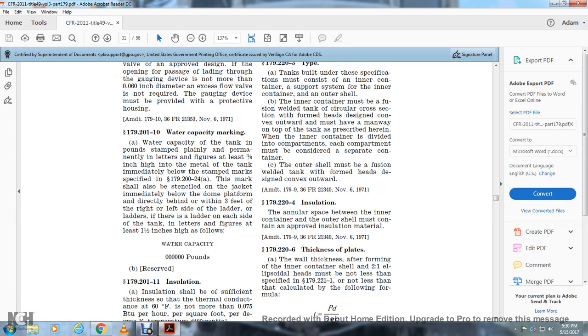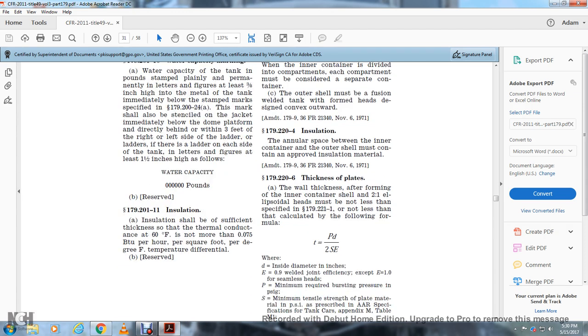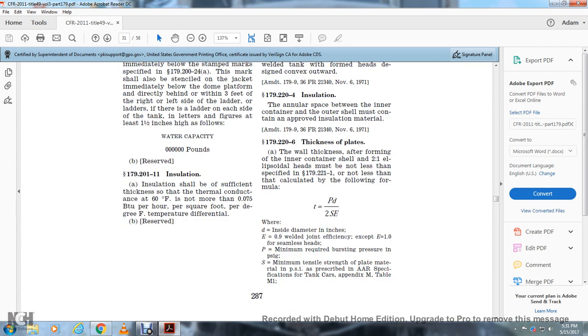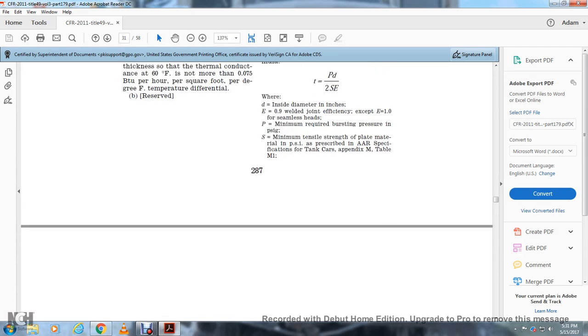179-220-6 thickness. The wall thickness of the formed inner container shell with a 2 to 1 ellipsoidal head must not be less than specified in 179-221-1, nor less than calculated by the following formula. T equals PD over 2SE. D is the inside diameter in inches. E is 9/10 welded joint efficiency, except 1.0 for the welded seam heads. P is the minimum required bursting pressure in PSI gauge. S is the minimum tensile strength of the plate material in PSI prescribed in the AAR specification for tank cars, Appendix M, Table M1.